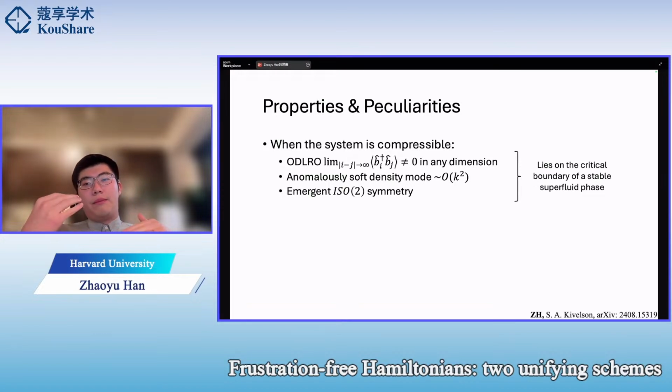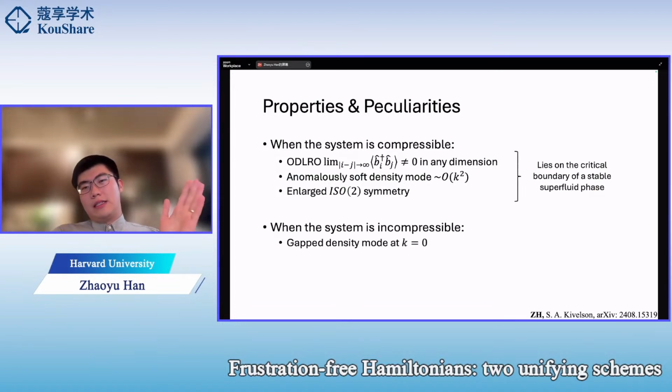And then by inspecting the effective field theory describing these systems, one can find that it has an emergent ISO(2) symmetry enlarged from the charge U(1) conservation. And all these features indicate that the system lies on a critical boundary between a stable superfluid phase and another phase separation regime. And adding any perturbation will either stabilize the superfluidity or destroy it.